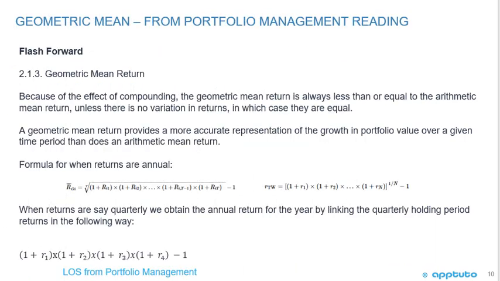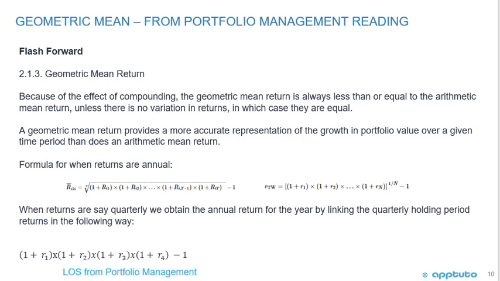Okay, this is another area where there's a flash forward from the quant section to the portfolio management reading, because it comes up again, geometric mean returns. Because of the effect of compounding, the geometric mean return is always less than or equal to the arithmetic mean return, unless there's no variation in returns, in which case they're equal. So a geometric mean return provides a more accurate representation of the growth in portfolio value over a given time period than does the arithmetic mean return. And we'll go through an example to show you that.